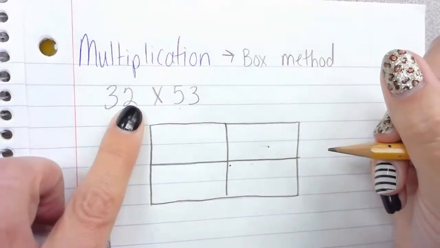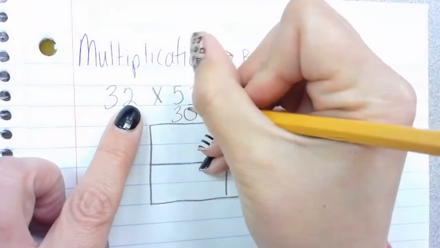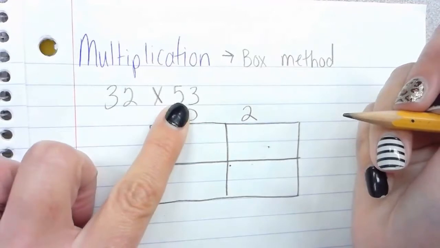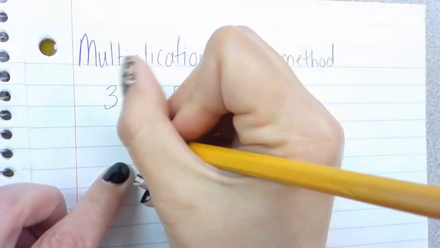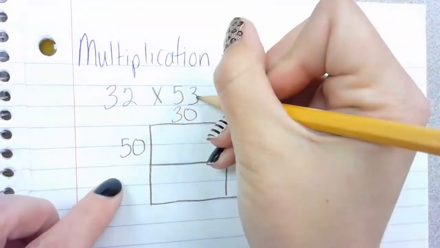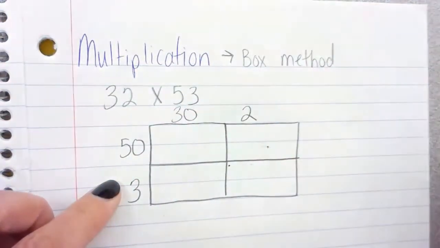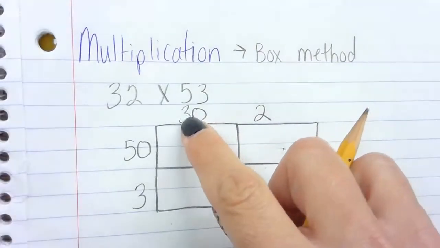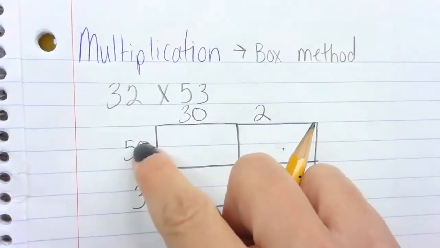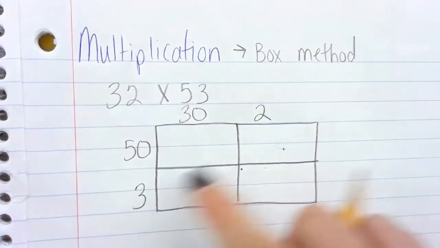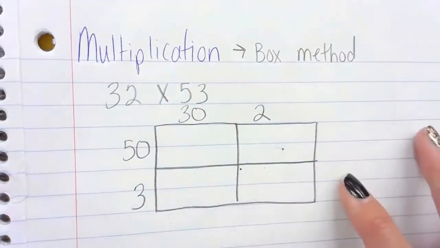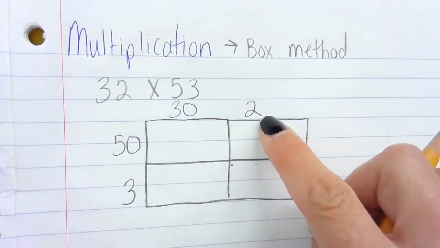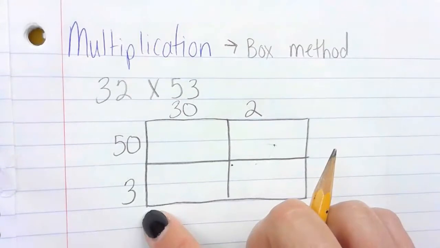So the 32 would be 3 tens, which is 30, and 2 ones, just like that. 53 would be 5 tens, which is 50, and 3 ones. So like that. Okay, and it doesn't matter if you do the 50 and the 3 here or the 30 and the 2 here, because in the end you'll get the same partial products. I usually just like to go with this axis and then go down vertically.